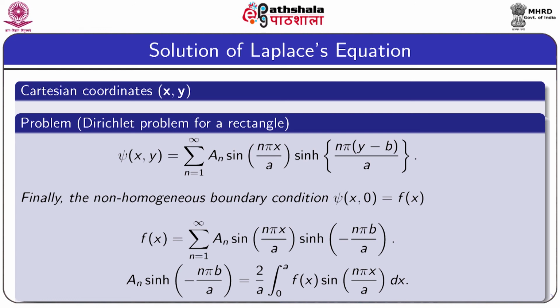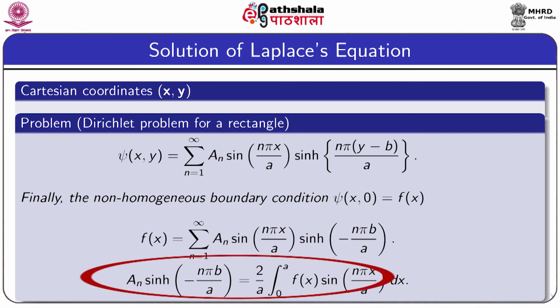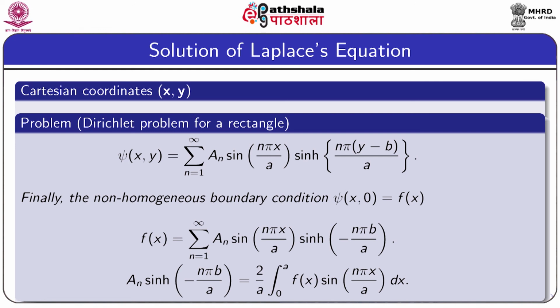Now, if we multiply both sides of this summation by sin(n pi x by a) and integrate over 0 to a, we get the coefficient, using the orthogonality property of the sine function: A_n sinh(minus n pi b by a) equals 2 by a times the integral from 0 to a of f(x) sin(n pi x by a) dx. So, from the last equation we can get the values of the unknown coefficients A_n.